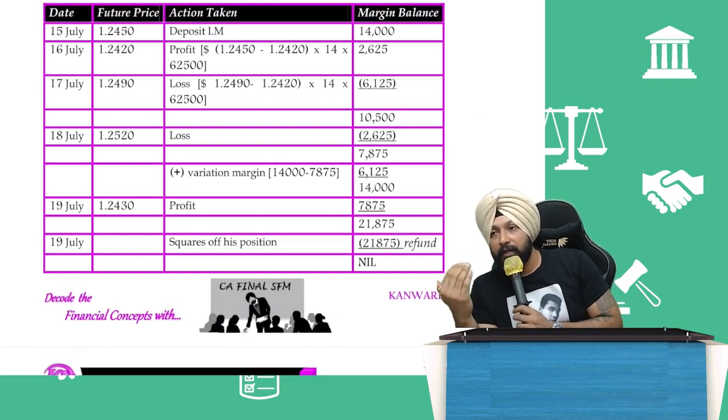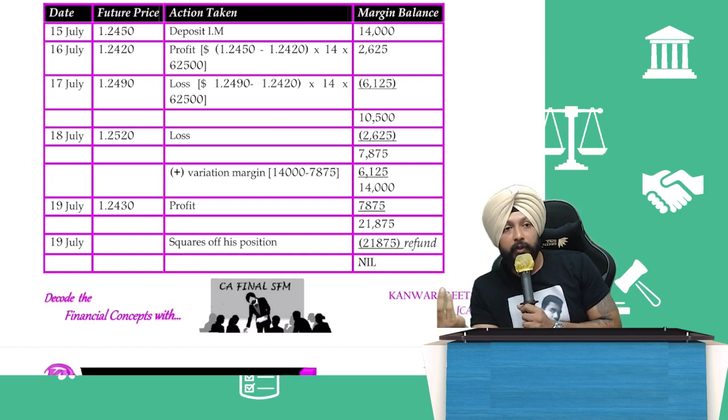Whenever your balance goes below, you can't bring it up to 10,500. That is stupidity, no? Again, next day if it goes down by 100, again you will bring 100. So that is for the sake of convenience. They tell you to bring it back to the levels of initial margin, because that is the total drop which has happened. From where did you start falling? From 14,000. So they will ask you to deposit an equal amount.